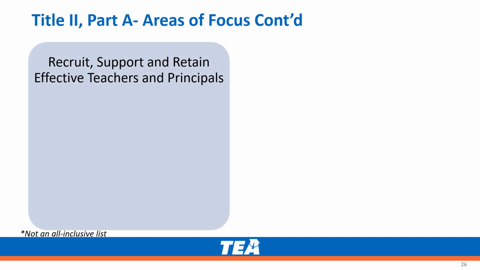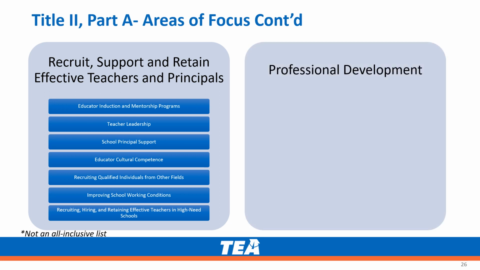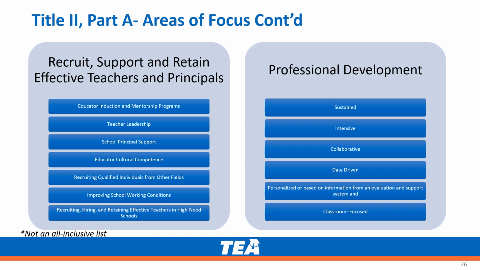For the first area of focus, there are several categories of activities that can be allowed under the Title II Part A program, such as educator induction and mentorship programs, teacher leadership, school principal support, educator cultural competence, recruiting qualified individuals from other fields, improving school working conditions, and recruiting, hiring, and retaining effective teachers in high-need schools. For the professional development area of focus, professional development activities that meet the statutory definition are sustained, intensive, collaborative, data-driven, personalized or based on information from evaluation and support systems, and classroom-focused.